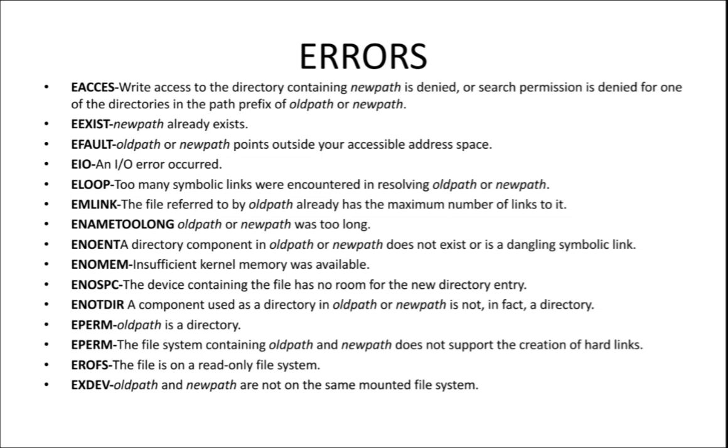So next is ENOMEM. Mem means memory, you can understand that. Insufficient kernel memory was available. So sufficient memory is not there, it's going to display ENOMEM. Next, ENOSPC, that is space. The device containing the file has no room for the new directory entry. Space is not available to create a directory, that's why it's going to display ENOSPC.